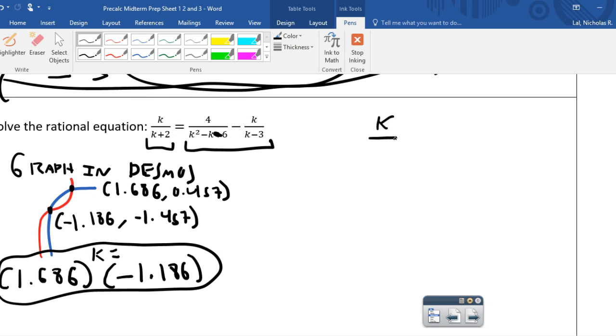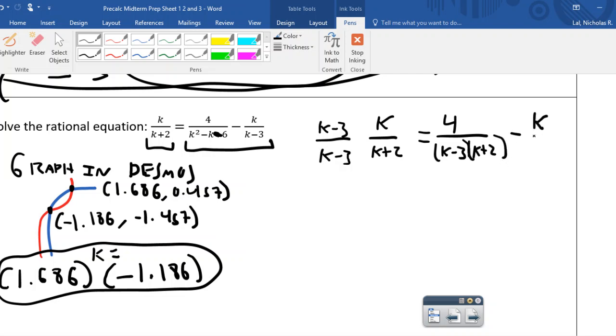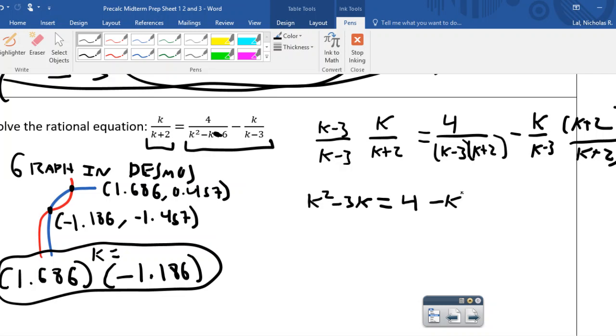So it'd be k over k plus 2 times k minus 3 over k minus 3 is equal to 4 over k minus 3, k plus 2, that's k squared minus k minus 6 factored out, minus k over k minus 3 times k plus 2 over k plus 2. And this gives us a common denominator to factor out, so having k squared minus 3k is equal to 4, but because we're subtracting this term, minus k squared minus 2k. And so I end up add k squared, add 2k, subtract 4, so I end up getting k squared plus negative 3k plus 2k is plus k minus 4 is equal to 0.